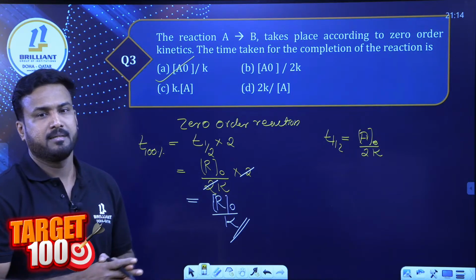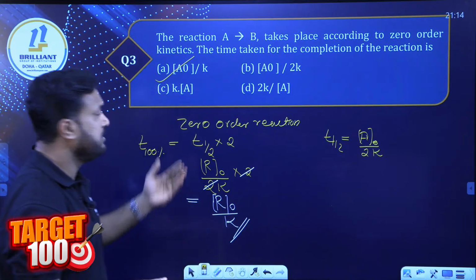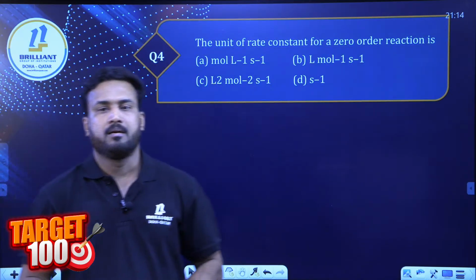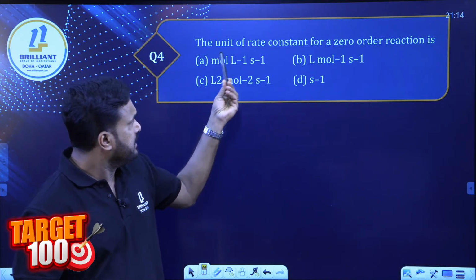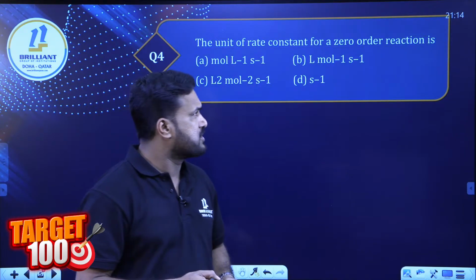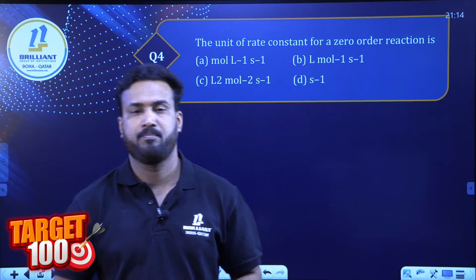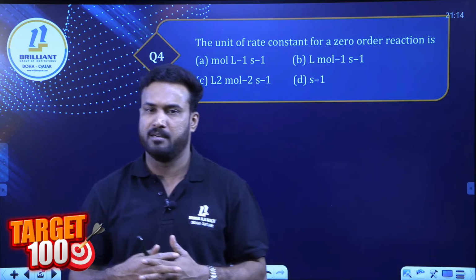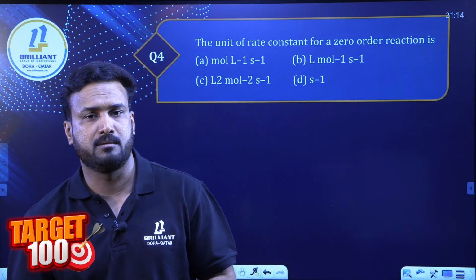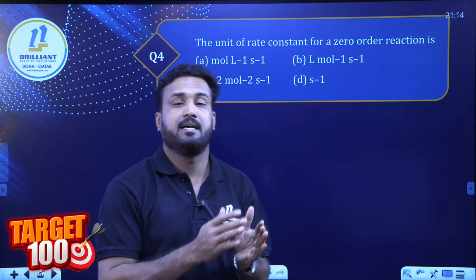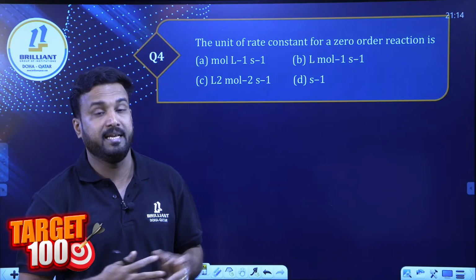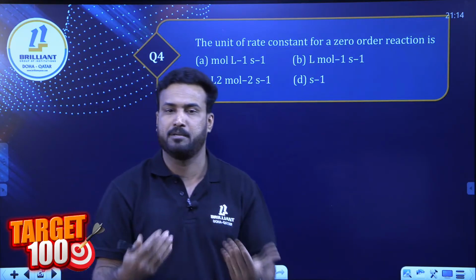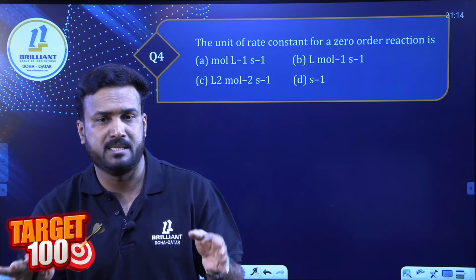Fine. Now we can go to the fourth question. Sorry, the third question is over. This is another one: the unit of rate constant for a zero order reaction is. See, it's an easy one. We can categorize this question as easy because we have a general formula to find the unit of rate constant in nth order. You know that for different orders of reaction, the unit of rate constant won't be the same.